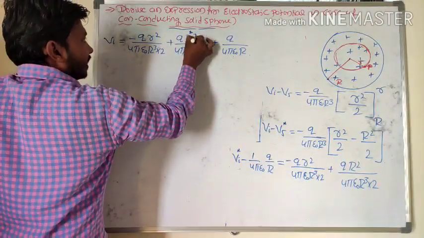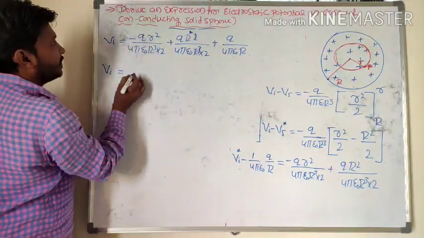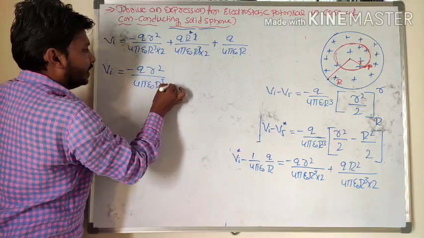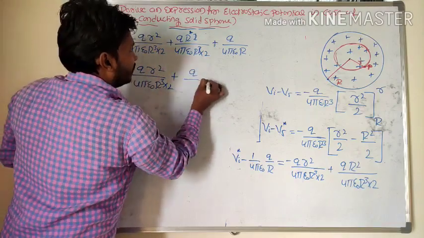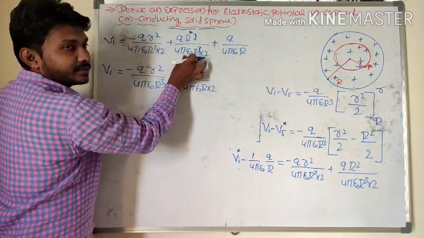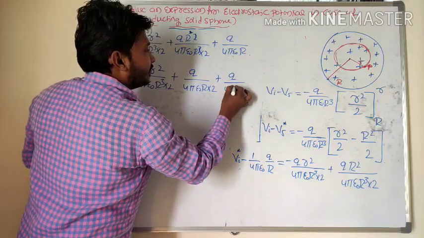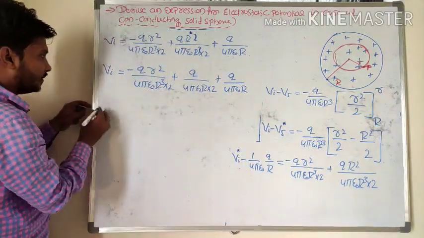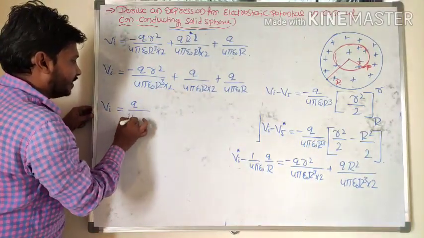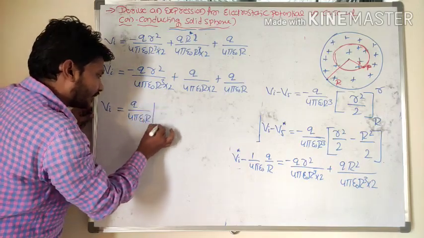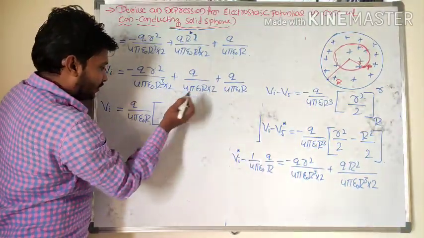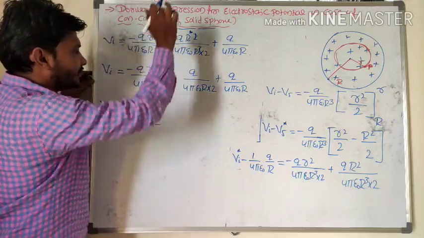Look here, r square and r cube are there, so I will cancel out: minus of q into r square divided by 4 pi epsilon naught r cube into 2, plus of q divided by 4 pi epsilon naught r into 2, plus of q divided by 4 pi epsilon naught into r. Now I will rewrite this equation. Shall I take that common value here? q divided by 4 pi epsilon naught into r. If I take this out as a common factor, q divided by 4 pi epsilon naught r into 2 is there. So this equation becomes like this.